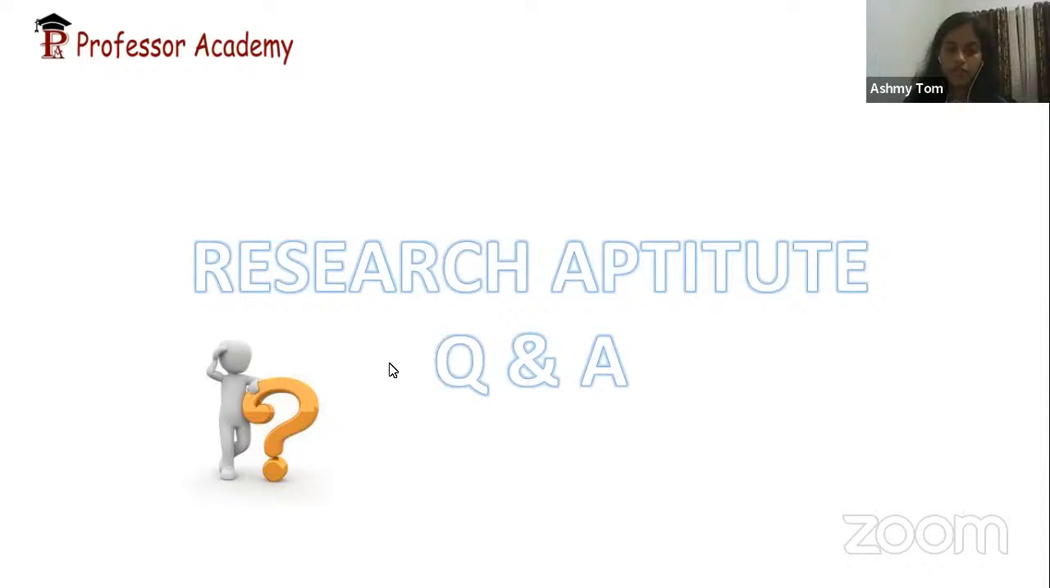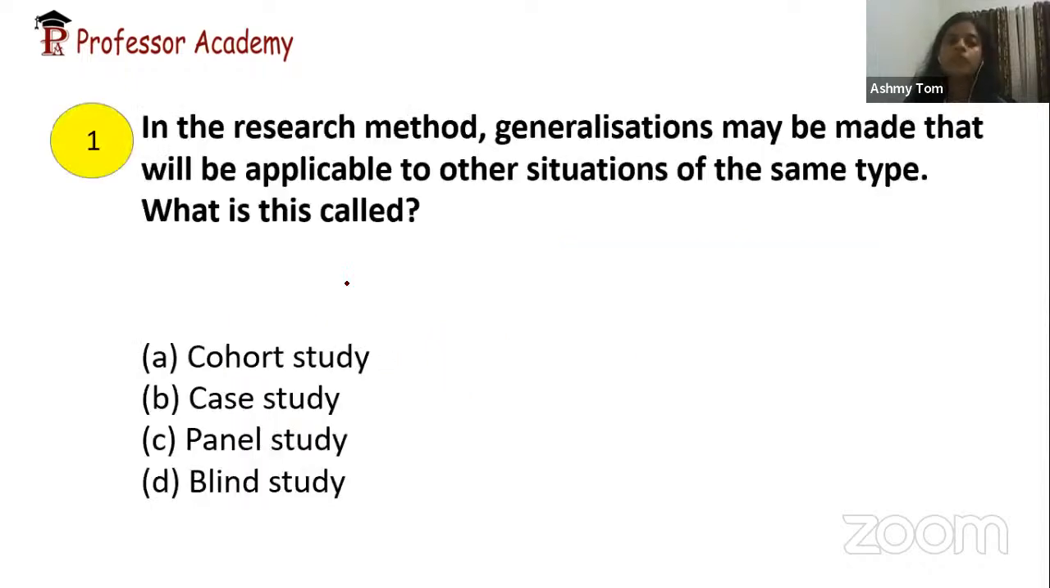Moving on to the first question. In research method, generalization may be made that will be applicable to other situations of the same type. What is this called? So here different studies have been given as options. A, cohort study, B, case study, C, panel study, D, blind study. So out of this, we have to identify in which research method generalization may be made that will be applicable to other situations of the same type.